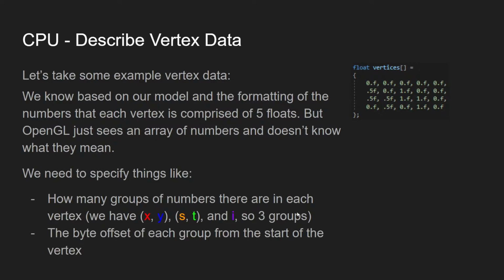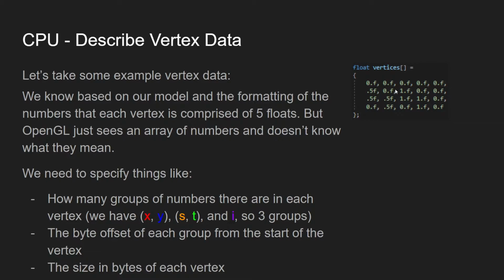For example, how many groups of numbers are there in each vertex? Well, we have 3 groups. We have XY, our position, ST, our texture coordinate, and I, our texture index. It also needs to know the byte offset of each group from the start of each vertex. So basically, where is this data located? In our case, for XY, obviously that's at the start of the vertex, so it would be 0 bytes. For ST, it's 2 floats into the vertex, so that would be 2 times 4, because floats are 4 bytes each.